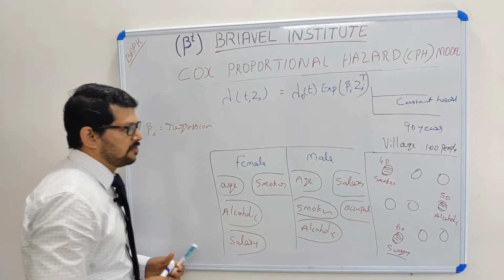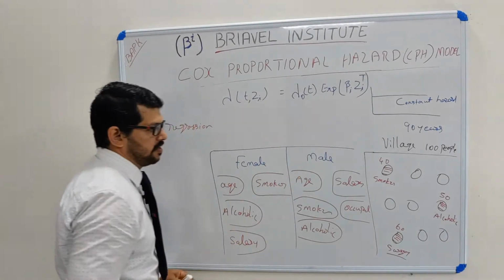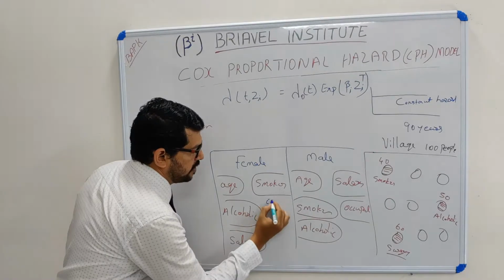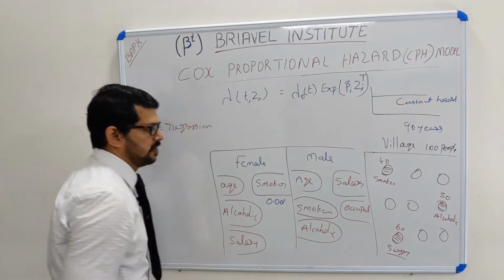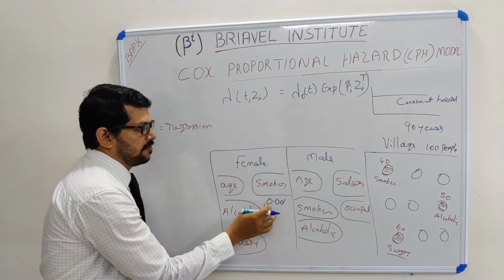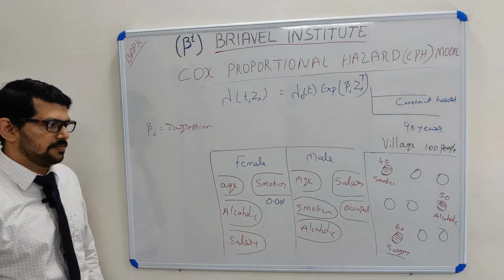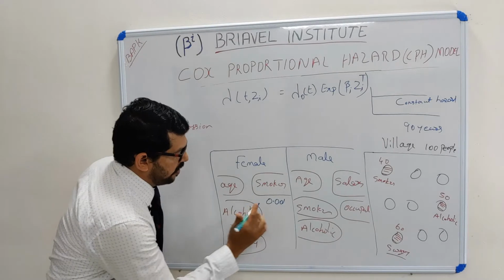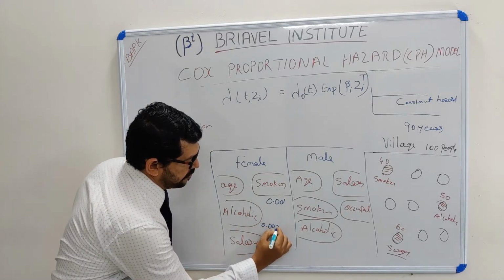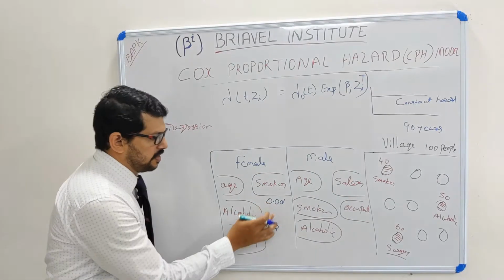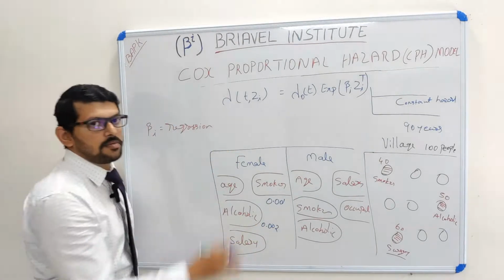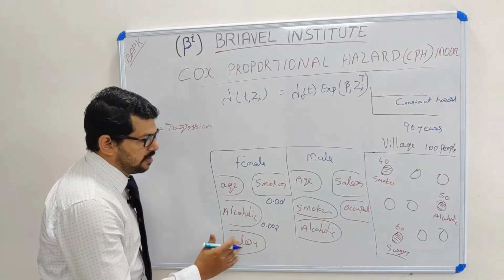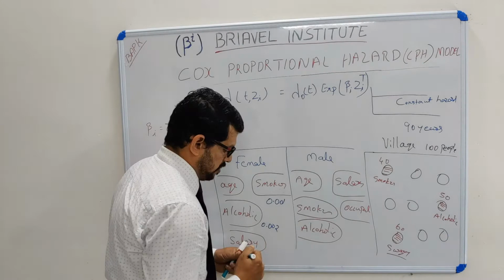So these factors have some effect on mortality. A smoker will increase the mortality by the value 0.001. Maybe for an alcoholic person, 0.002. So this much value will increase their mortality. Sometimes they are taking medicine.